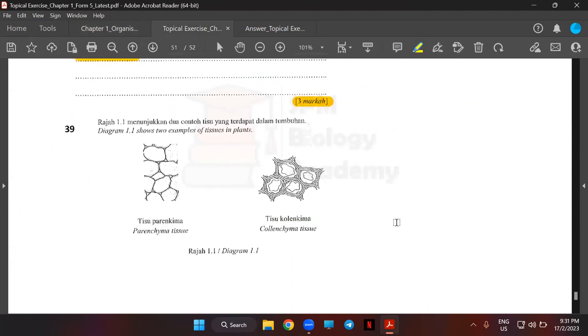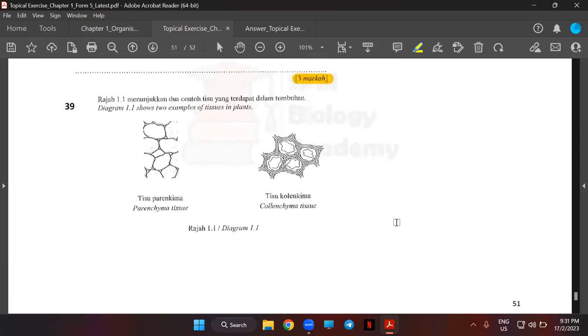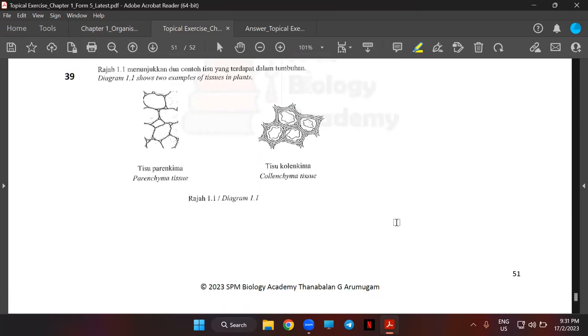39. I think this is the last question. Yeah, this is the last question for chapter 1. Okay. Diagram 1.1 menunjukkan dua contoh tisu yang terdapat dalam tumbuhan. Diagram 1.1 show two examples of tissues in plant. Parenchyma tissue, collenchyma tissue.